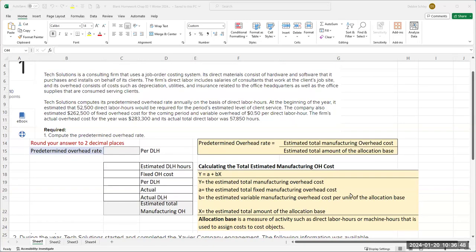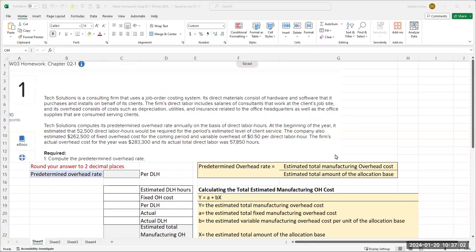So in this problem, it's going to be direct labor hours. And so my top number is going to be my fixed plus my variable times my estimated direct labor hours. And that will become more apparent as we go through. So first of all, I've got to find all of the important information in all these words.